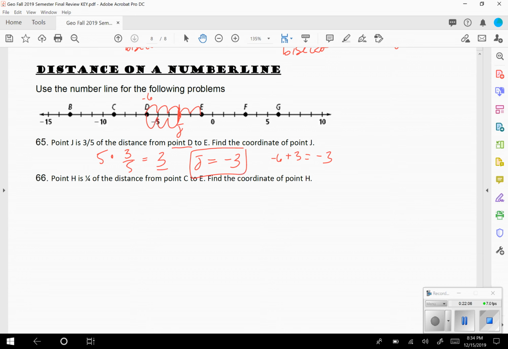Okay. Now it says point H is a quarter of the distance from point C to point E. So we need to find the coordinate of point H. So first thing, count from C to E. So 1, 2, 3, 4, 5, 6, 7, 8. So it's 8. And then we only want a fourth. So that's going to be 2. So we start at point C and we go 1, 2. Right here, that is point H. So D is at -6, so point H is at -7.